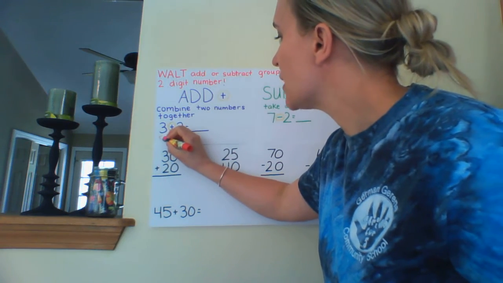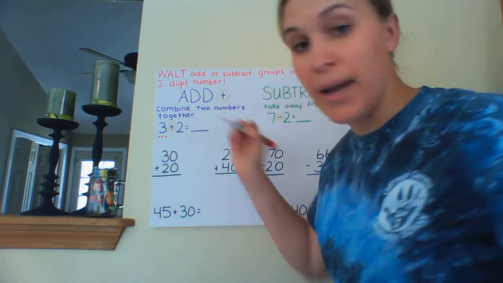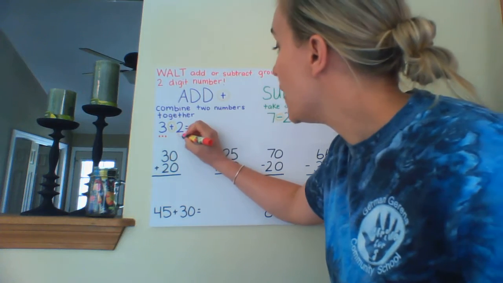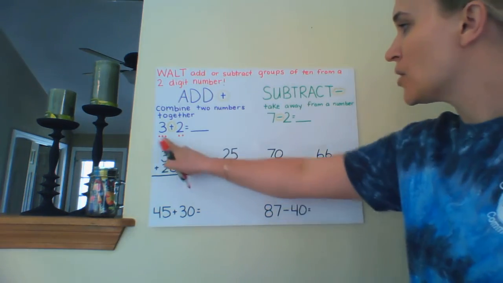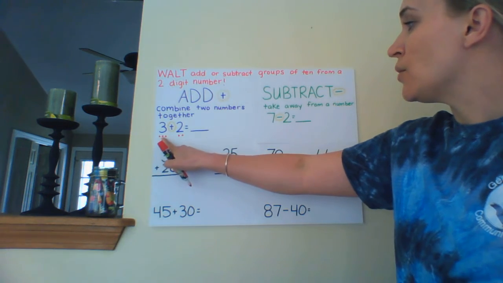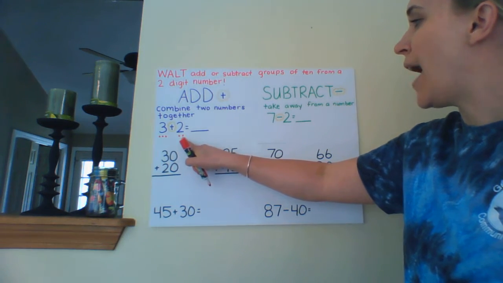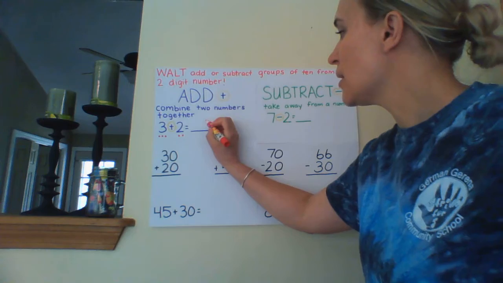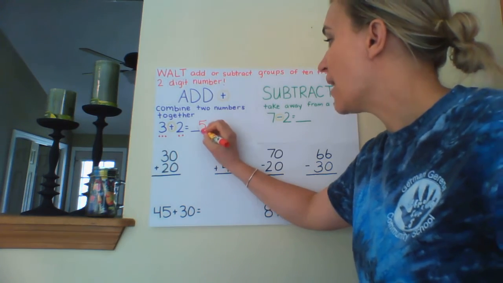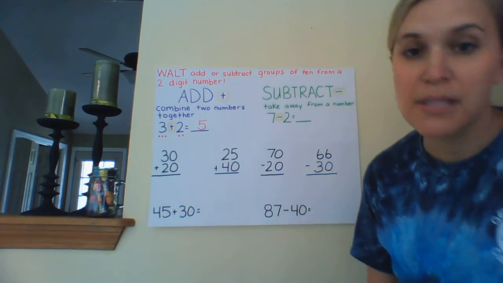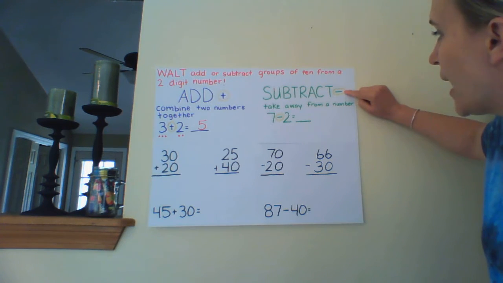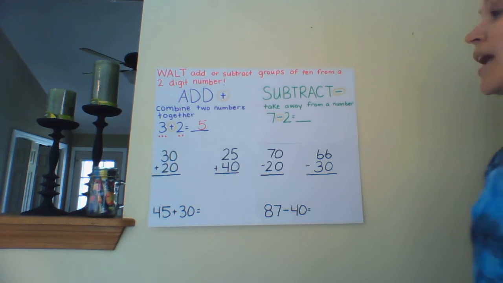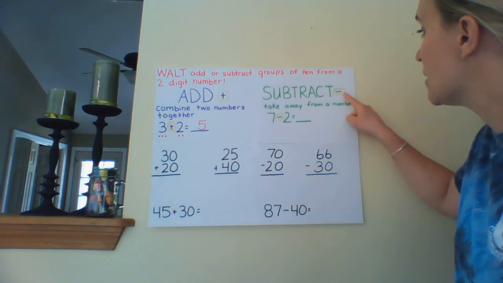So I'll just draw 3 circles really quick since I don't have my cubers anymore. And then 2 more, and I'm going to combine them together. So I'm going to count 1, 2, 3, 4, 5. So 3 plus 2 equals 5. But sometimes you subtract. And when you subtract, there's this minus sign here for you.